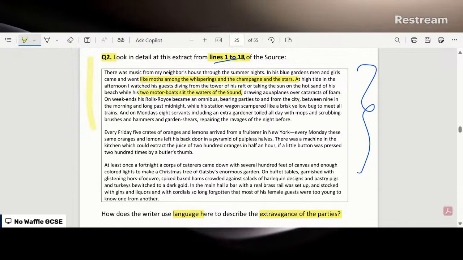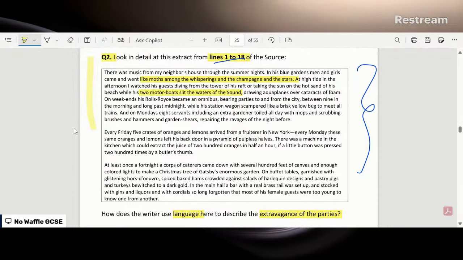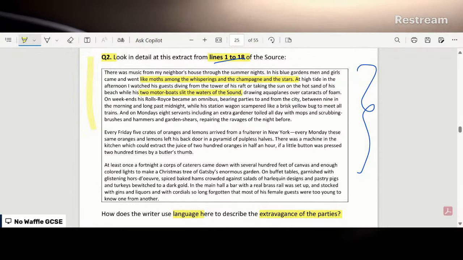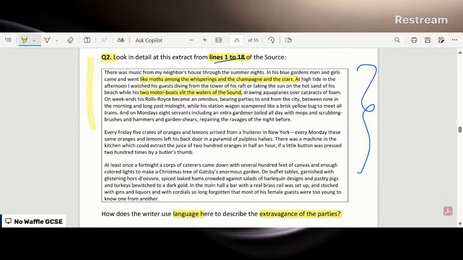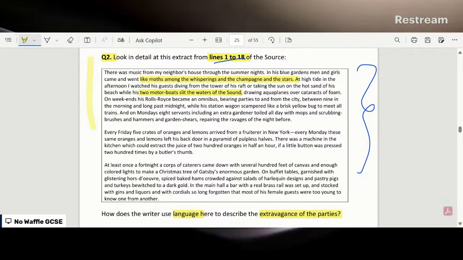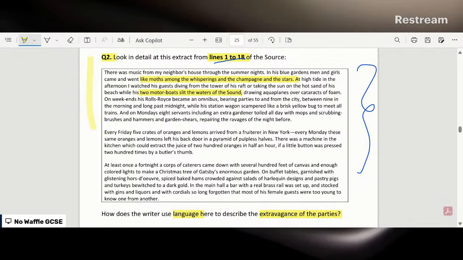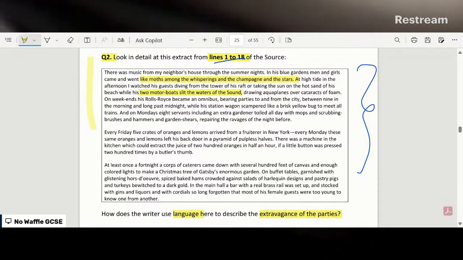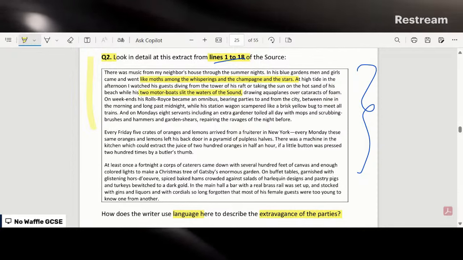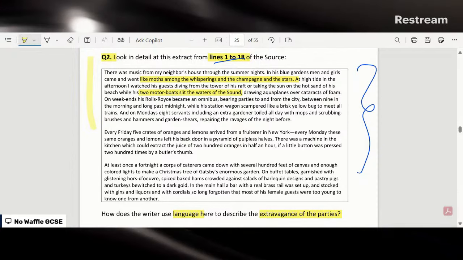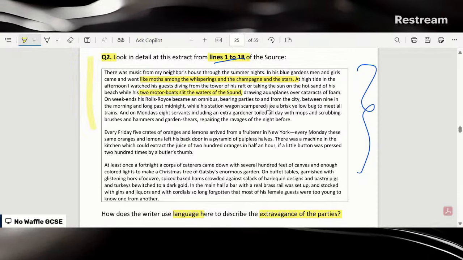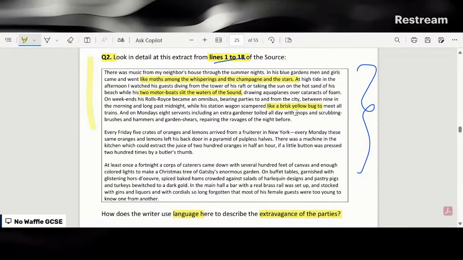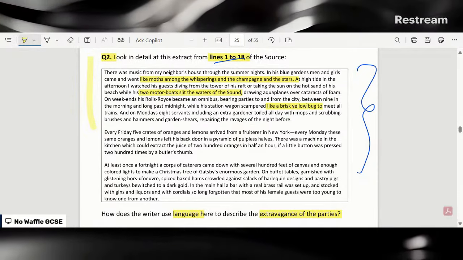So, next, let's see. "Drawing aquaplanes over cataracts of foam. On weekends, his Rolls Royce became an omnibus, bearing parties to and from the city between 9 in the morning and long past midnight, while his station wagon scampered like a brisk yellow bug." So again, we've got another simile here. You can highlight everything, but you don't have to talk about everything.